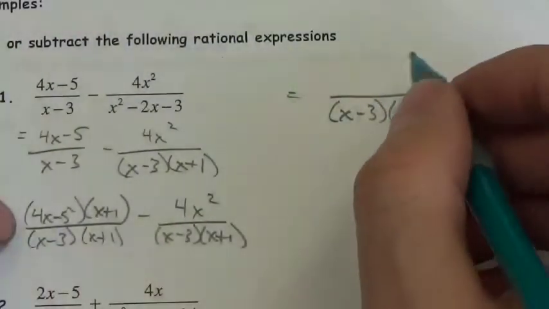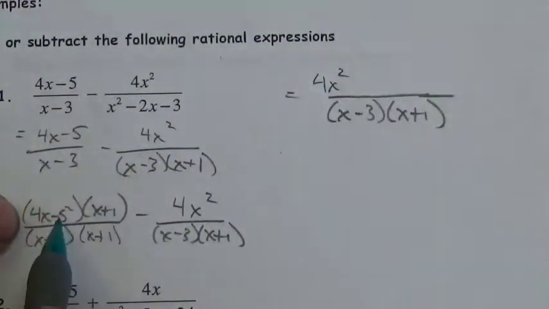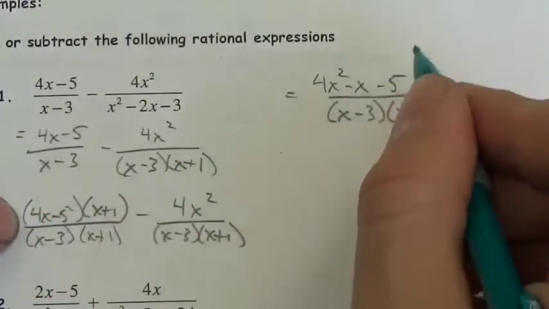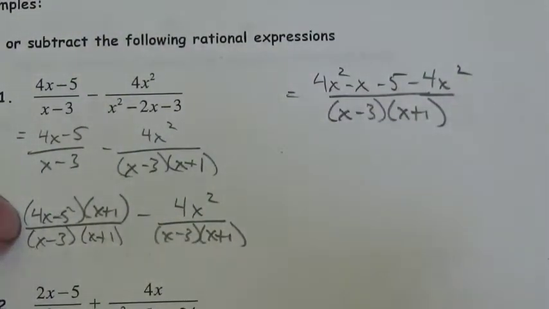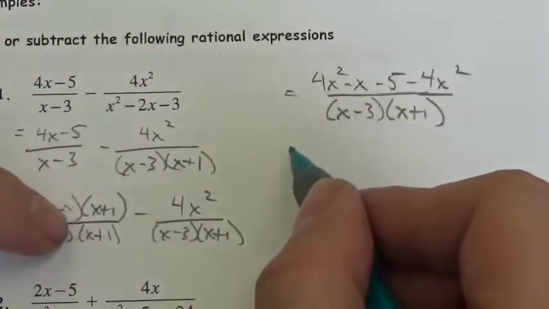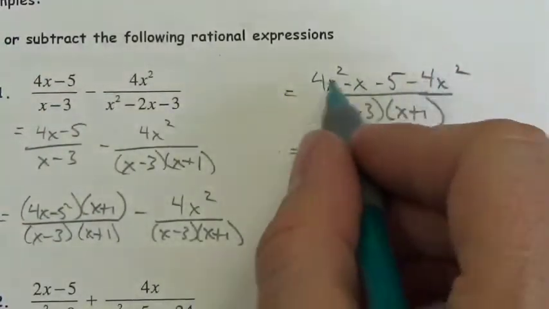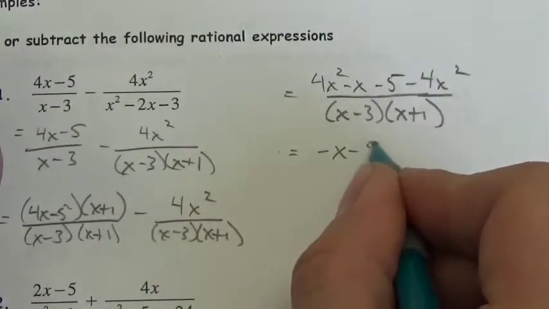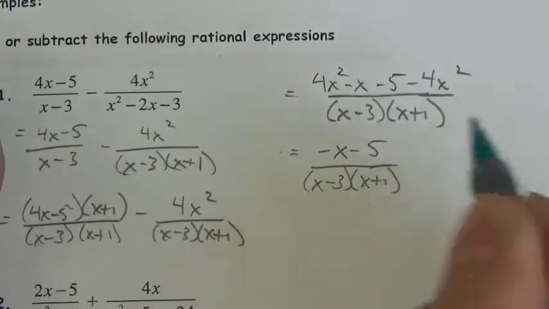But now I have to expand this out. So this term is going to be 4x squared, that's going to be positive 4x minus 5x, so minus x minus 5. And then over here I've got a minus 4x squared. Good. So I've expanded the two pieces there and put them together. Now I'm going to perform that subtraction. The two like terms here are the x squared, so the 4x squared minus 4x squared are going to cancel. And I'm left with negative x minus 5 over x minus 3, x plus 1.